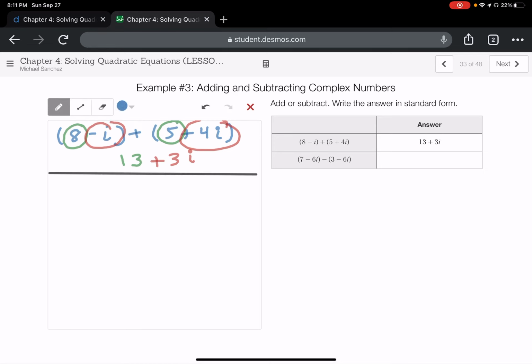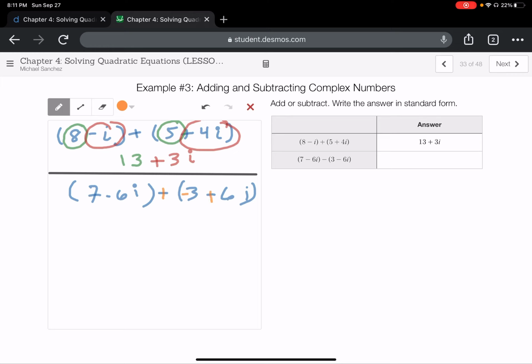All right, our next one is a difference, a subtraction. So 7 minus 6i minus 3 minus 6i. Okay, with subtraction, we have to pay attention to what we're doing. What I like to do is take this subtraction and make it a plus, but in order to do that, I have to change the signs of everything inside. So I'm going to change that to a negative and this to a positive.